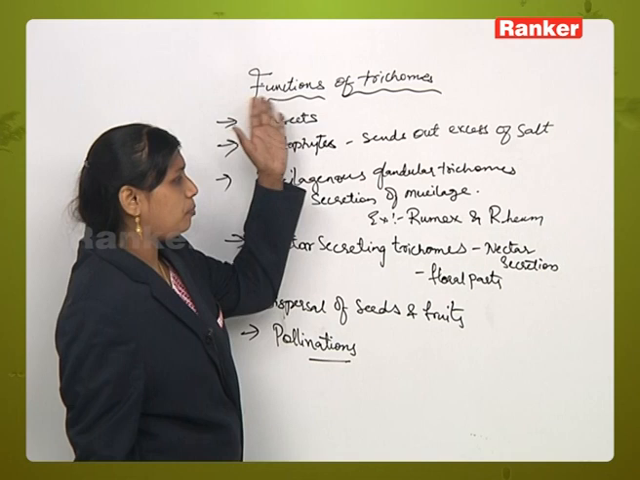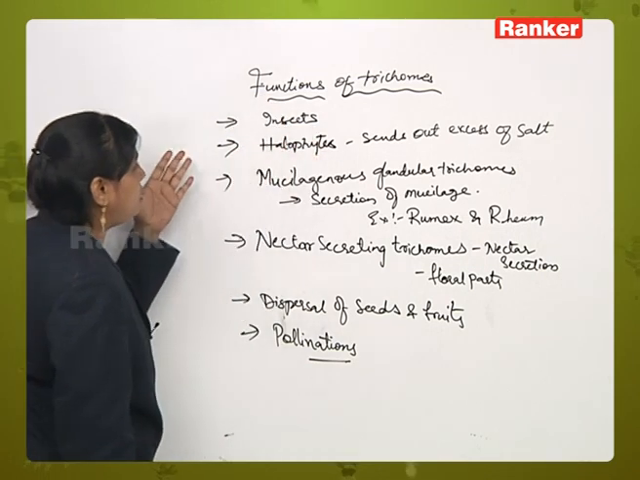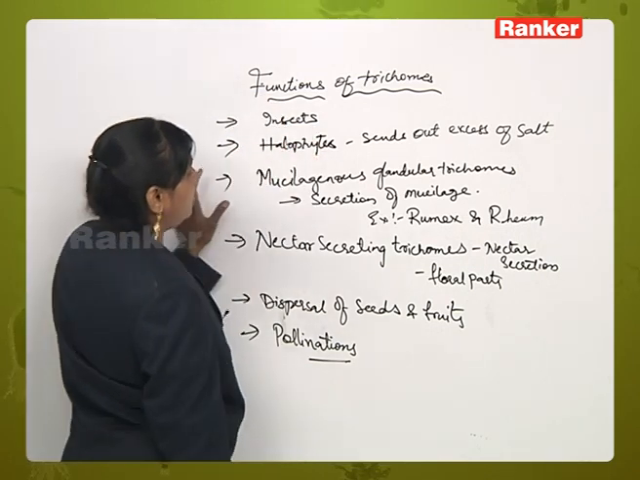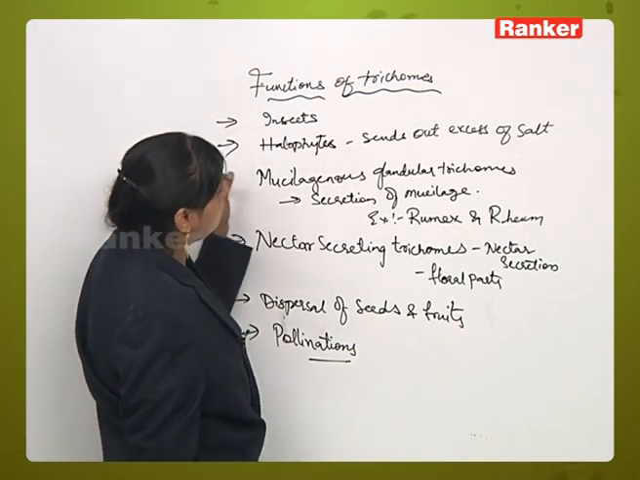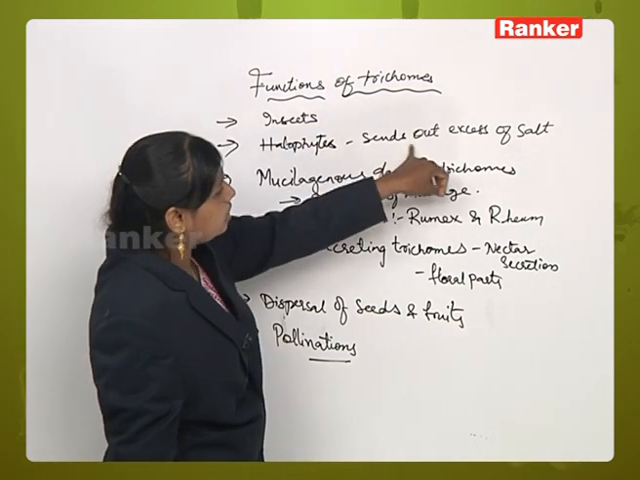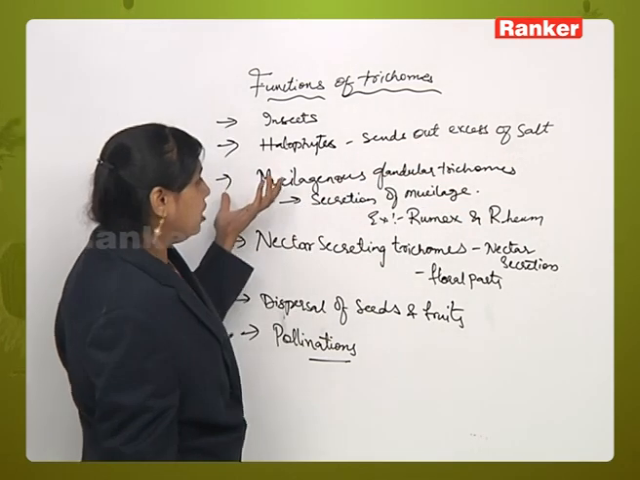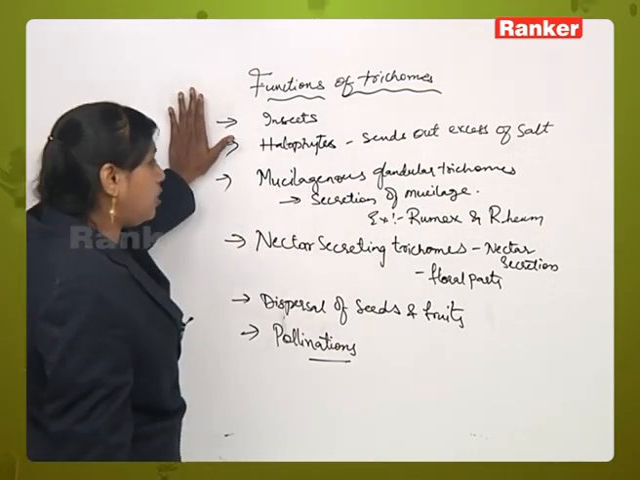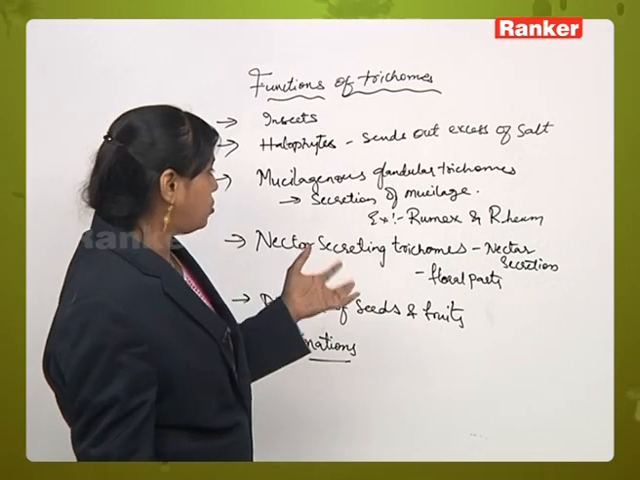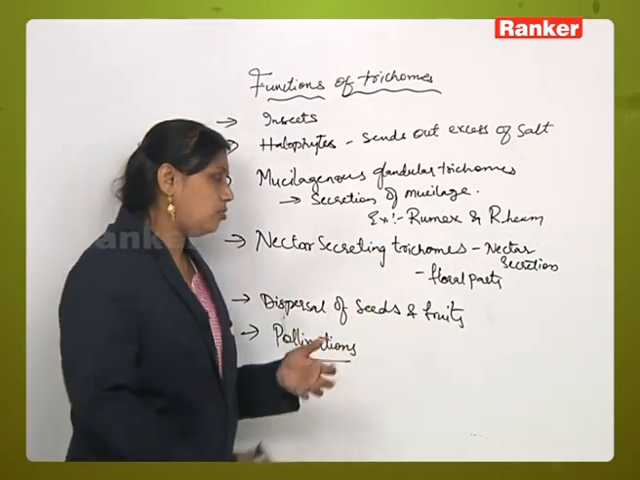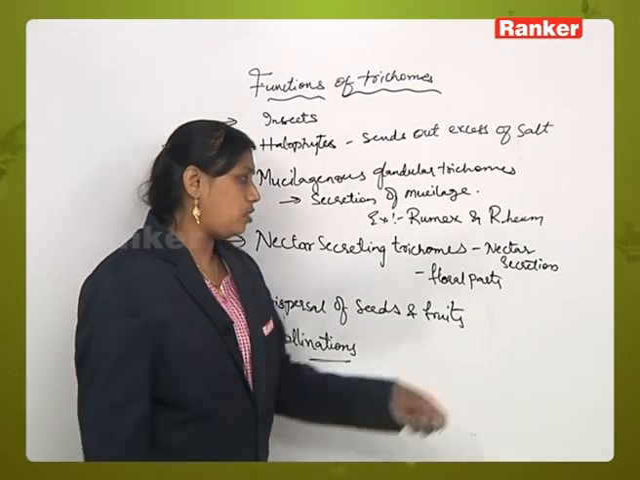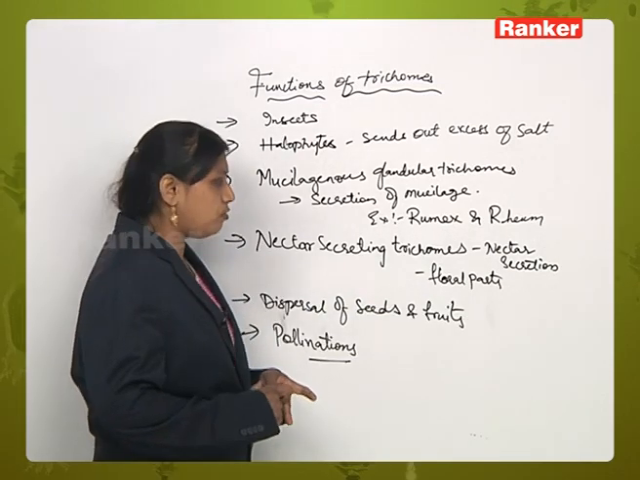These are helpful in protecting the epidermis from insects. There are some halophyte plants, where the trichomes are useful for sending out excess salt from the body. Now there is one more, mucilaginous glandular trichome, useful for the secretion of mucilage. Example is Rumex and Rheum. Another is nectar secreting trichome. These are majorly used for the secretion of nectar, normally present in all the floral parts.